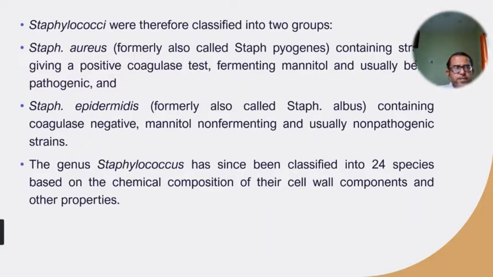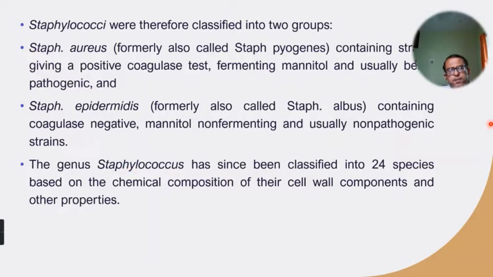We can easily differentiate these two groups of bacteria by carrying out certain tests. Here you can observe that Staphylococcus aureus is catalase test positive. This bacteria can ferment mannitol, and usually these pathogens are pathogenic. Staphylococcus epidermidis, another group, is catalase negative, mannitol non-fermenting, and usually non-pathogenic strains.